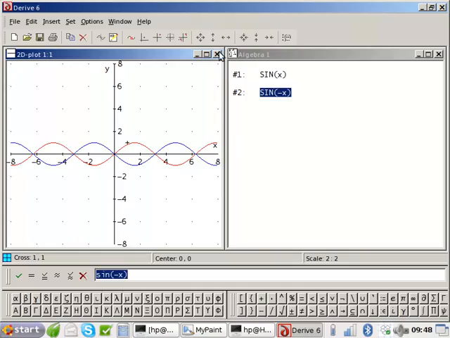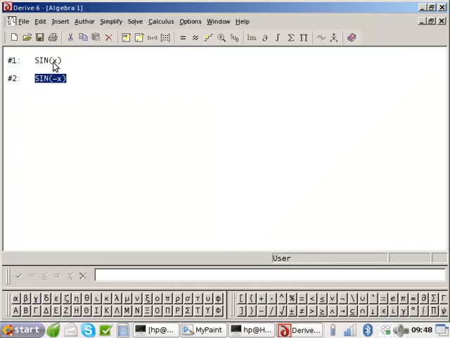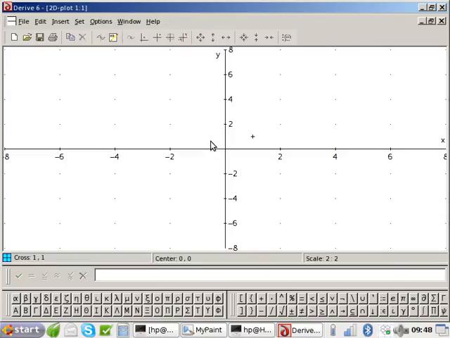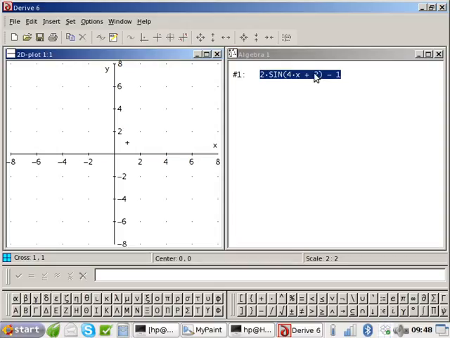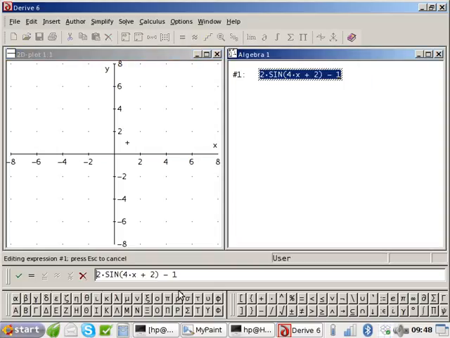Can you read back what the graph was? 4x plus 2. That was the original. Minus 1. Okay. Oh no, wait, I changed it a little bit, sorry. I added a pi, so that should be 2 pi now. Just change that to 2 pi.